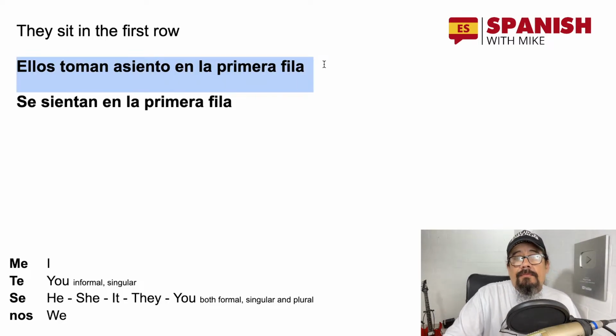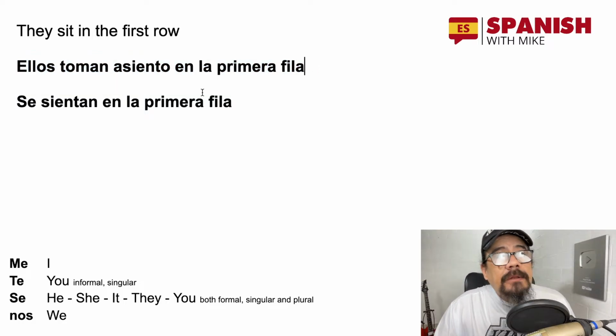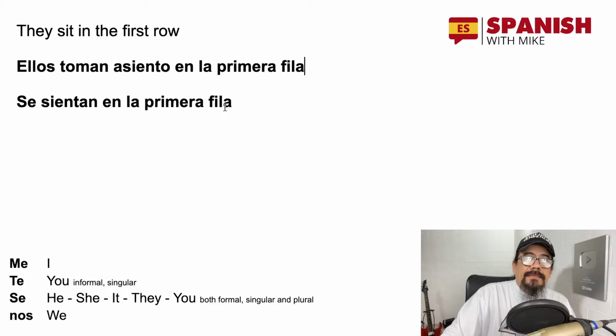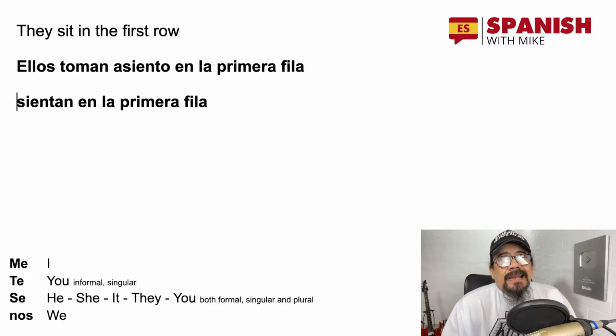Now, we don't say this a lot. This would be kind of formal. But we can say it, and it's valid. And if you say this, you will be understood. Most likely we say se sientan, because what happens if we remove this? Sientan en la primera fila. It loses meaning. Sientan, ¿qué? ¿Cómo? I don't know.